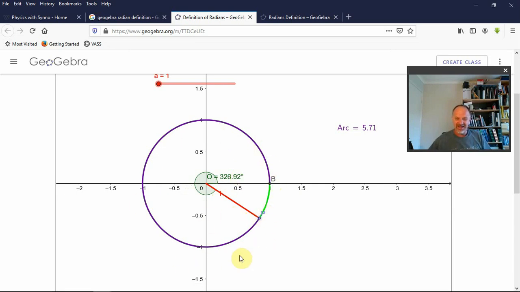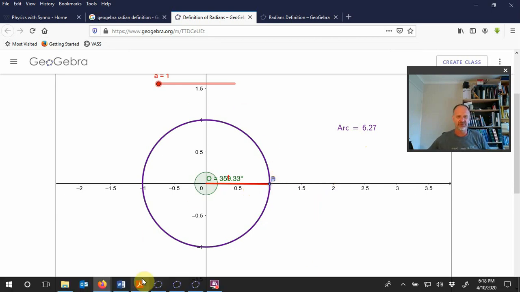So remember, this arc length is the distance that we're traveling around a circle. Now, if we go the whole way around a circle, 360 degrees, there we are, all the way around here. It's calling the arc length 0. So it doesn't like me being right there. It thinks I've just jumped. All right. So it's gone back to 0. Won't let me do 360. All right, 6.27.